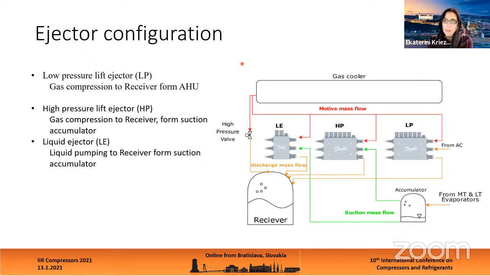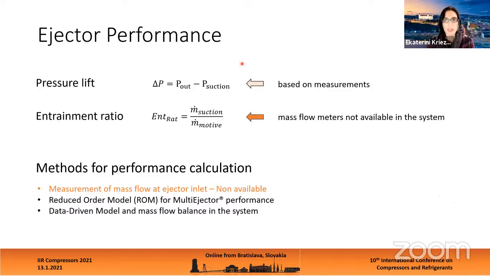We have done measurements with different modes in different weeks where we have only one of these ejector families functioning. These are the data we are utilizing to analyze and understand the performance of each of the ejectors. When we're talking about performance, we have 2 main parameters: the pressure lift, which shows the amount of pressure that the ejector can pump or compress. It's the difference between the outlet pressure of the ejector and the suction pressure, and this is based on measurement. And the entrainment ratio, which shows how much the ejector can pump or compress.